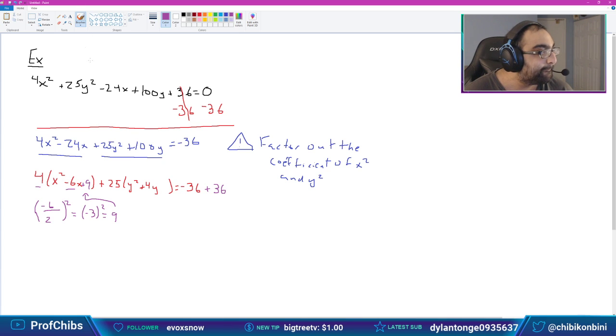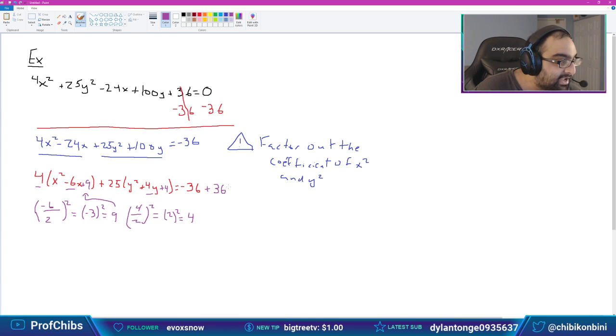Now we want to repeat this process with the 4. We're going to take that middle term of 4, 4y. Take 4 divided by 2, and square it. So this equals 4. I'm going to add 4 on the inside here. How much should I add now? I added 4 inside those parentheses for y. How much should I add out here to the right-hand side?